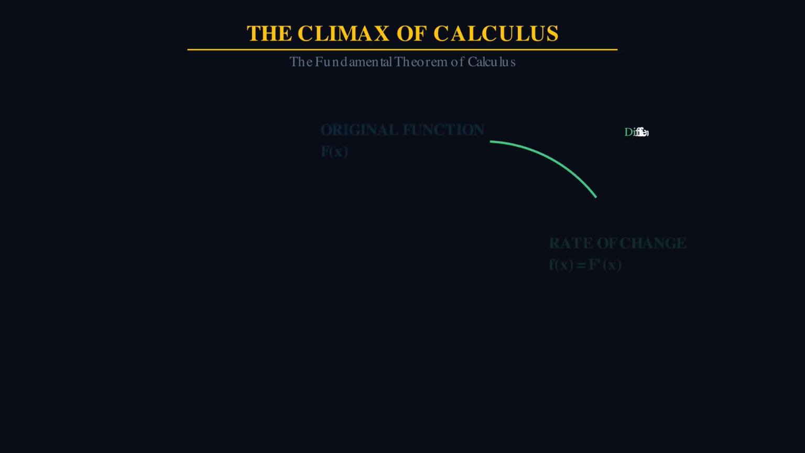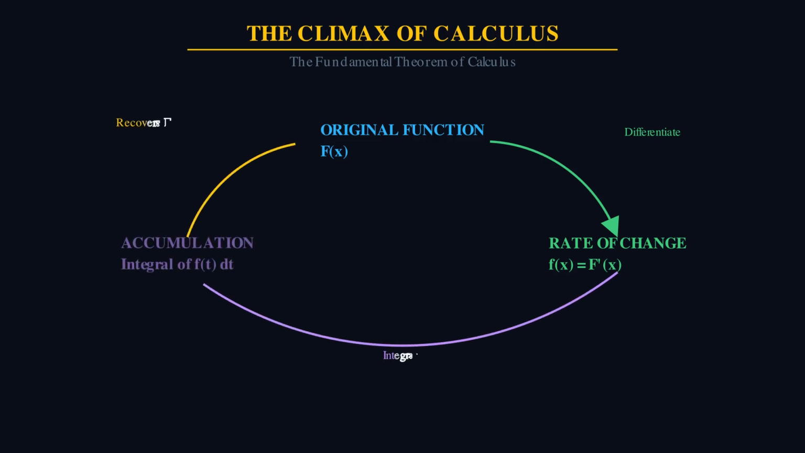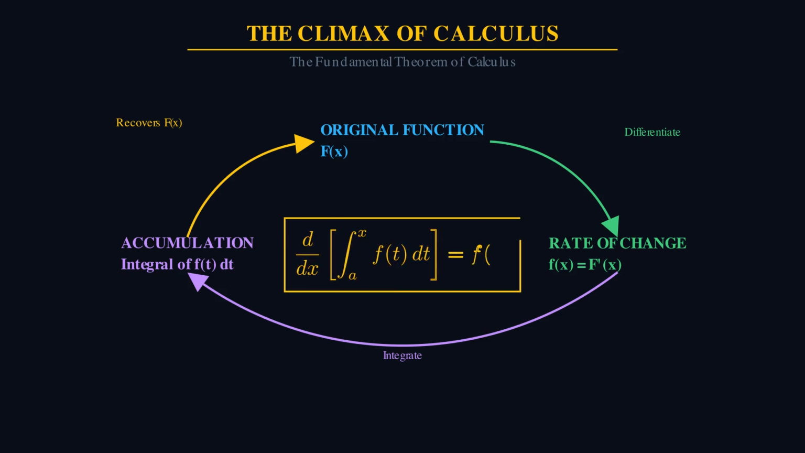Differentiation measures instantaneous change. Integration measures accumulation. These two operations form an eternal, unified mathematical loop. The fundamental theorem proves that differentiating an accumulated integral restores the original function.